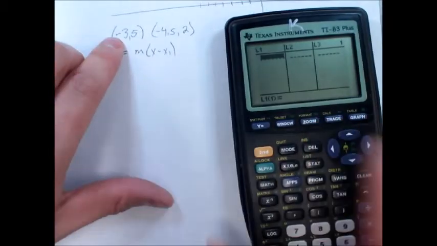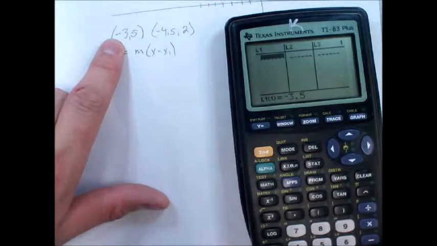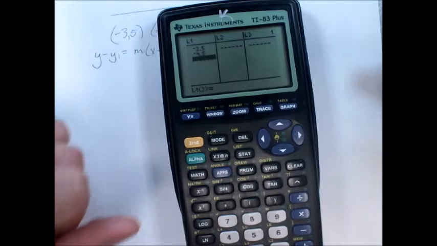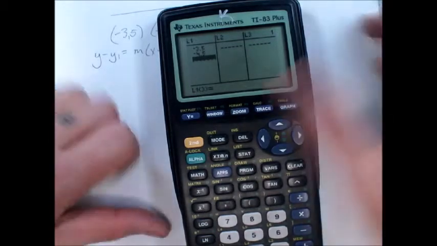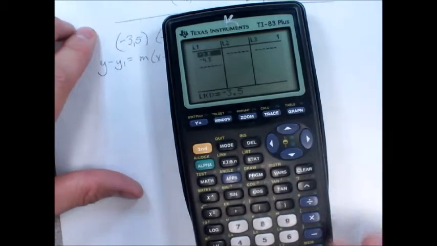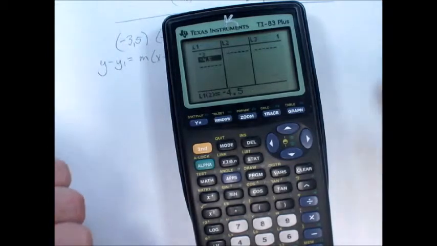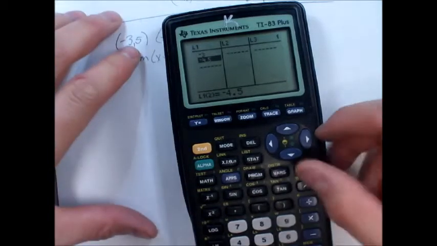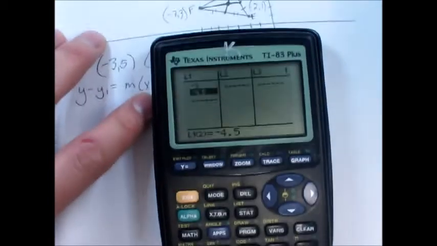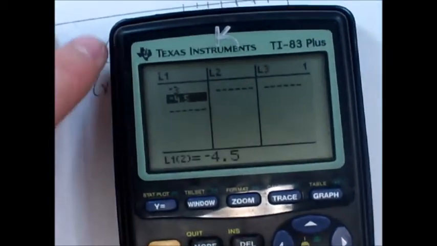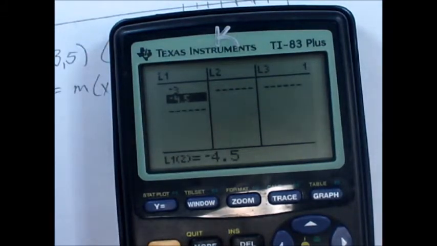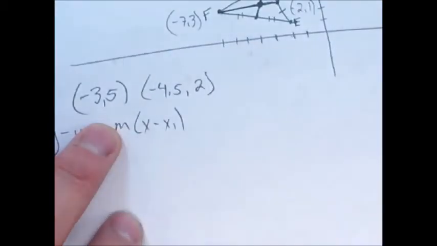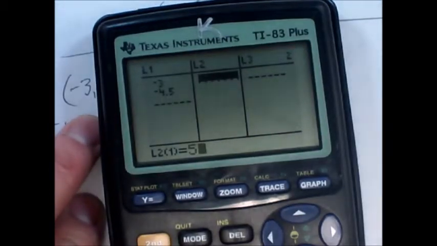The x's are negative 3 and negative 4.5. Oh, I'm sorry, it's not 3.5. You're right. So I've entered in those 2 points as my x's. In my second list, I'm going to put my y's. My y's are 5 and 2.